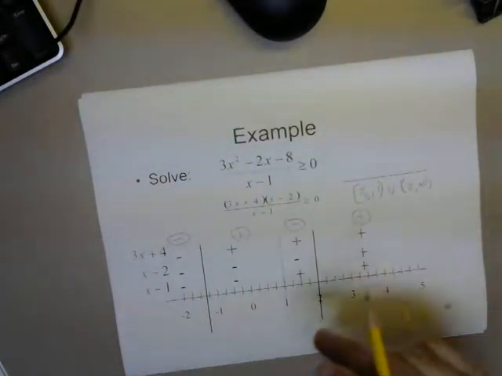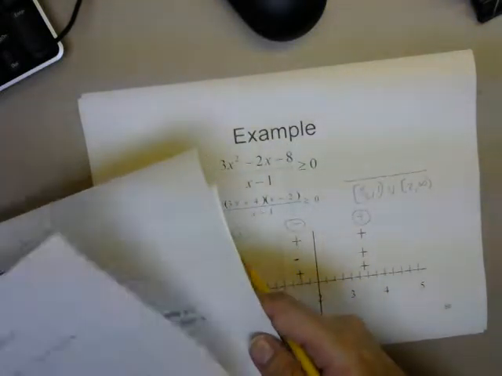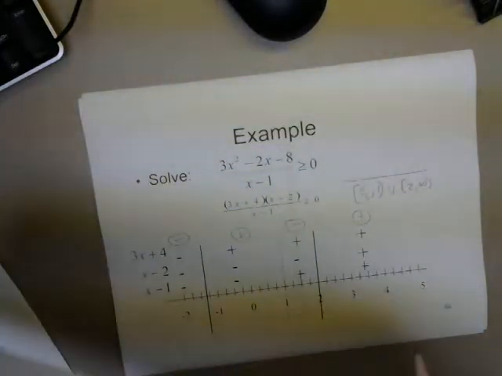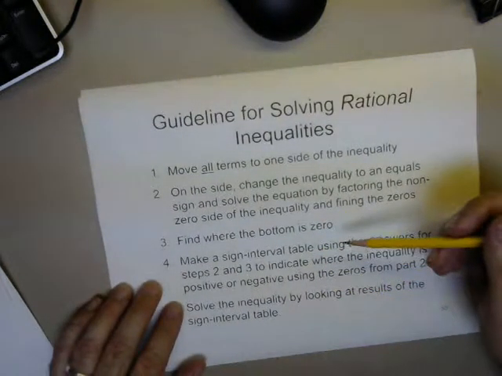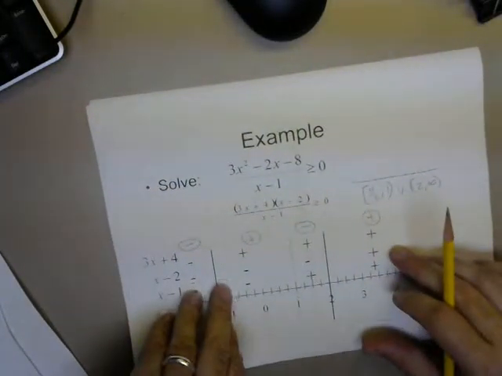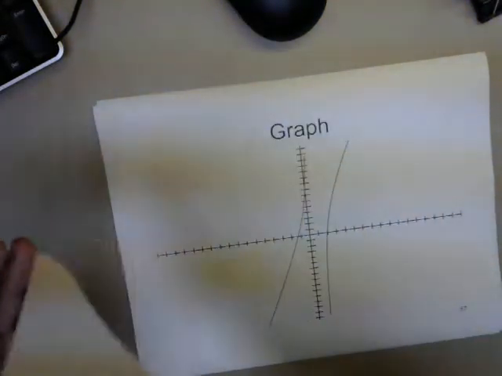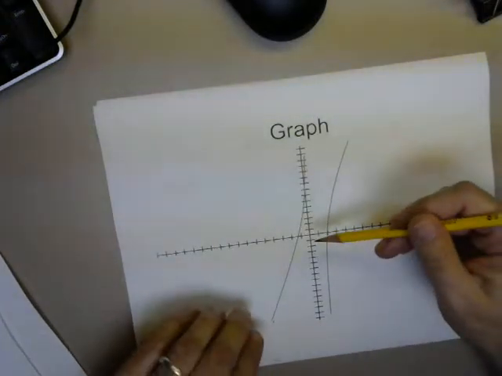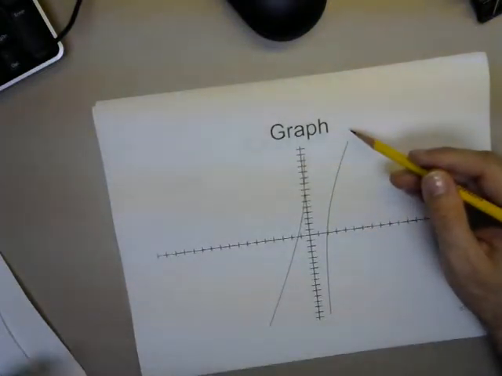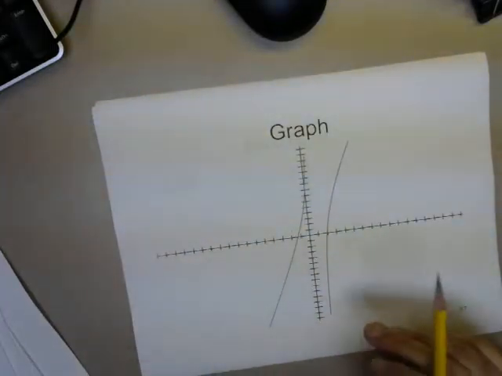So again, you're basically doing the same thing for all these problems. You're going through the procedure that I outlined earlier, which is: make one side 0, factor the non-zero side, figure out where the top and bottom are 0, and then make your sign chart. Maybe just look at one more example here, and here's a graph of the function. If you graph the left-hand side, you can see the height of the function is positive from here to here, and again from here to here, which matches what we got: 2 to infinity, and negative 4/3 to 1.